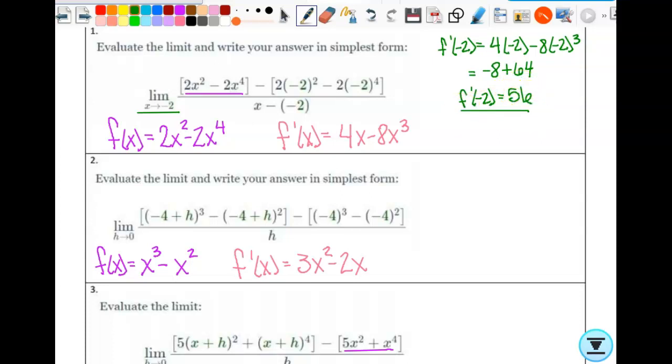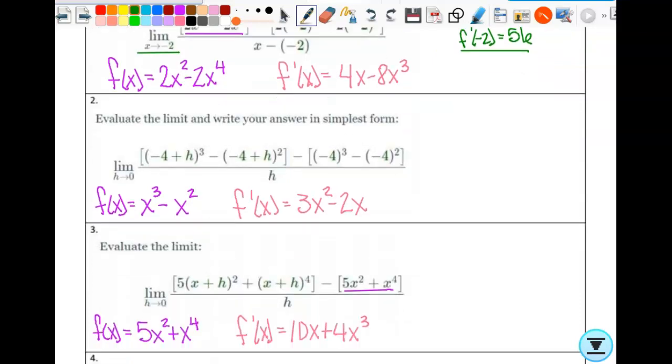What this represents, what this means, like if it wasn't asking you to do all this, this represents the derivative of this function evaluated at negative 2. Does that make sense? So that's how one of those questions was asked on there.